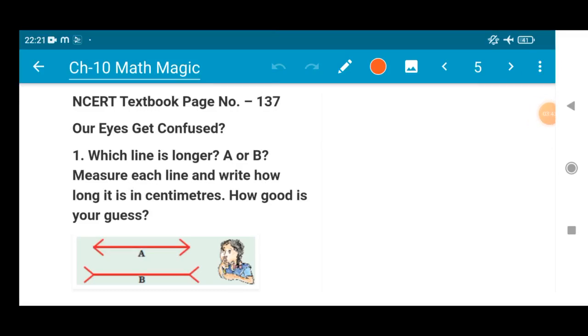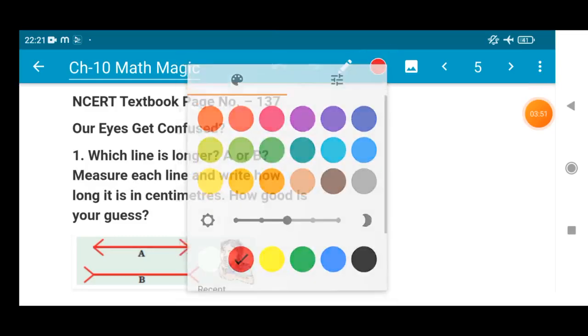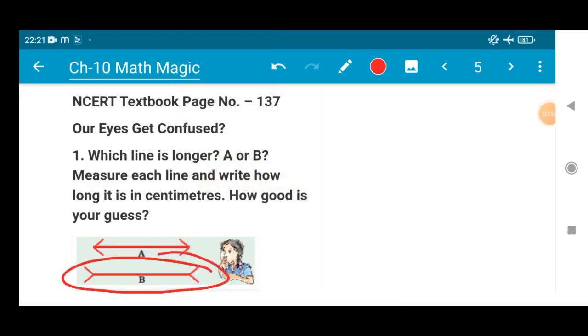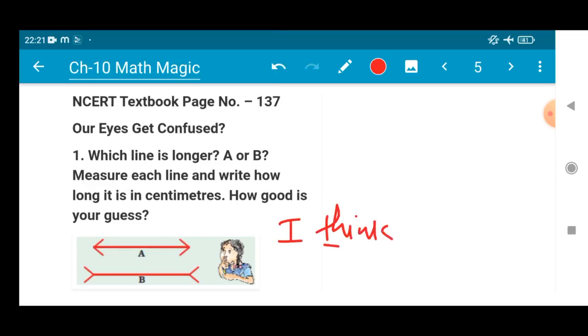How good is your guess? We have to check that. So we have to guess here. Only the guesswork can be done. So I think line B is greater, or sorry, the longer one. So I'll write here, I think B is longer. Now I cannot measure it, right? I don't have the facility to do such a thing, but you guys have got that. Please check whether my guess is correct or not.